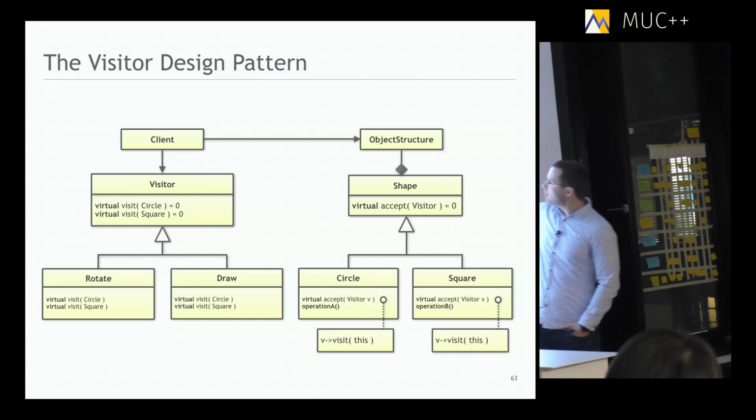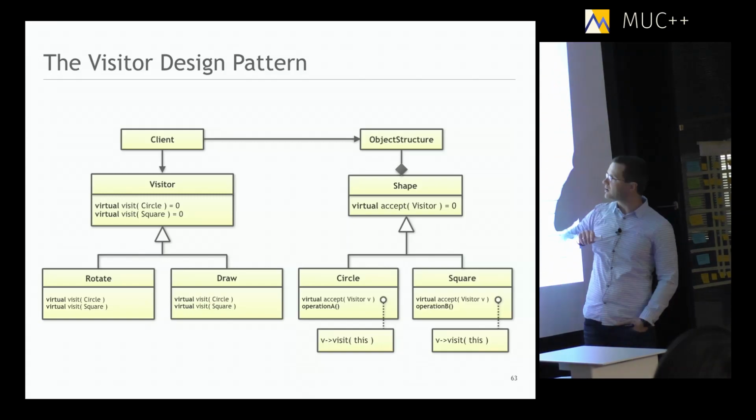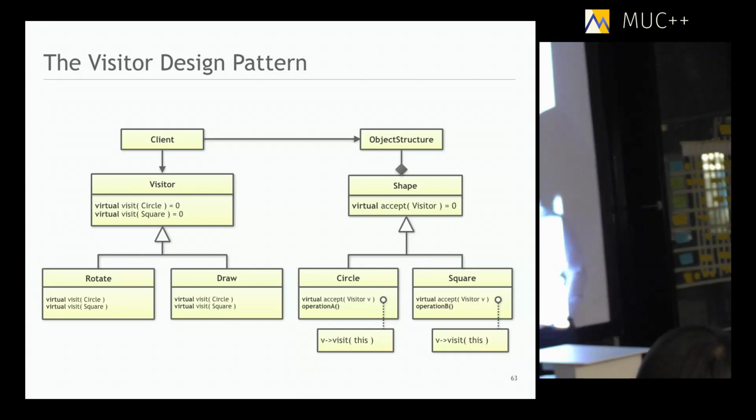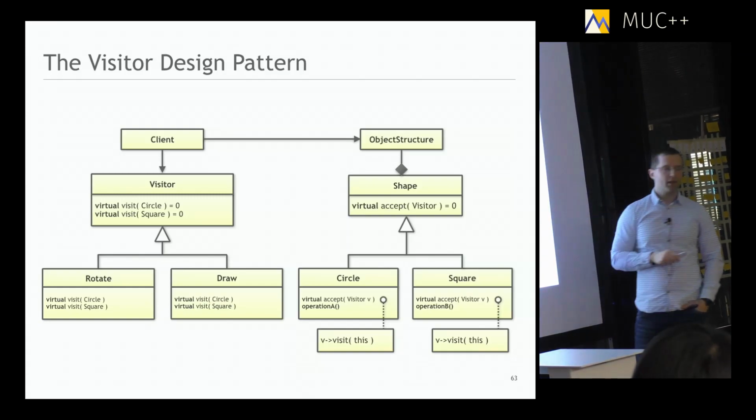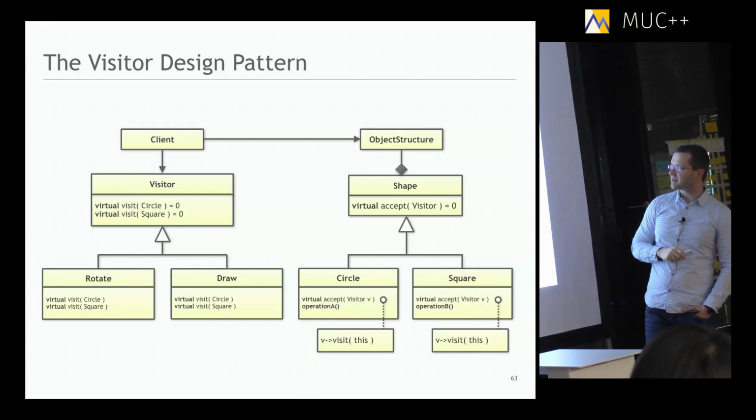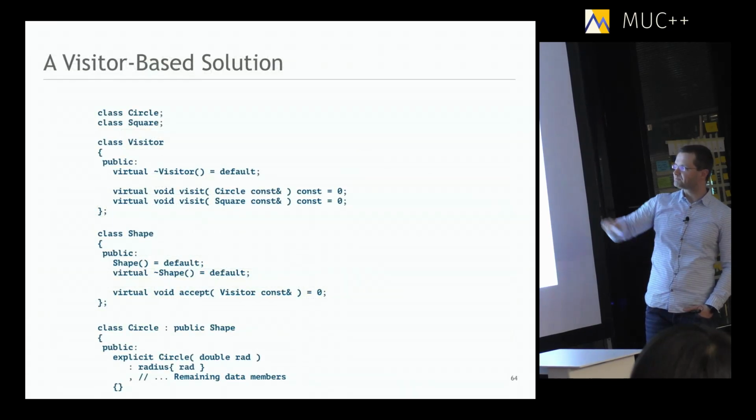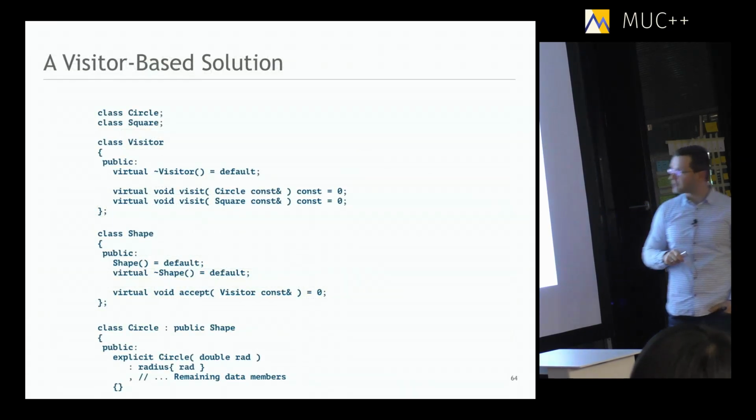And additionally, I now have two virtual functions. One virtual function here for the accept, one virtual function in the visitor. And you will see this is a serious downside. This does not pay off well. So first of all, an implementation overview.